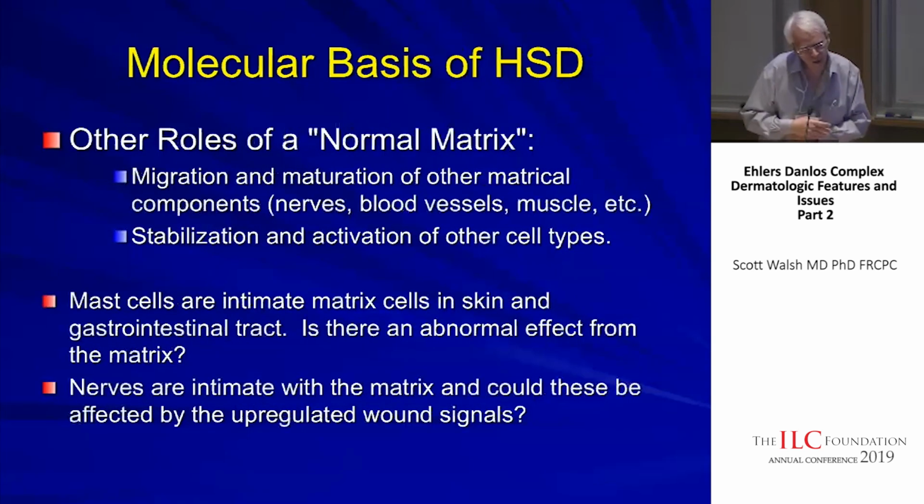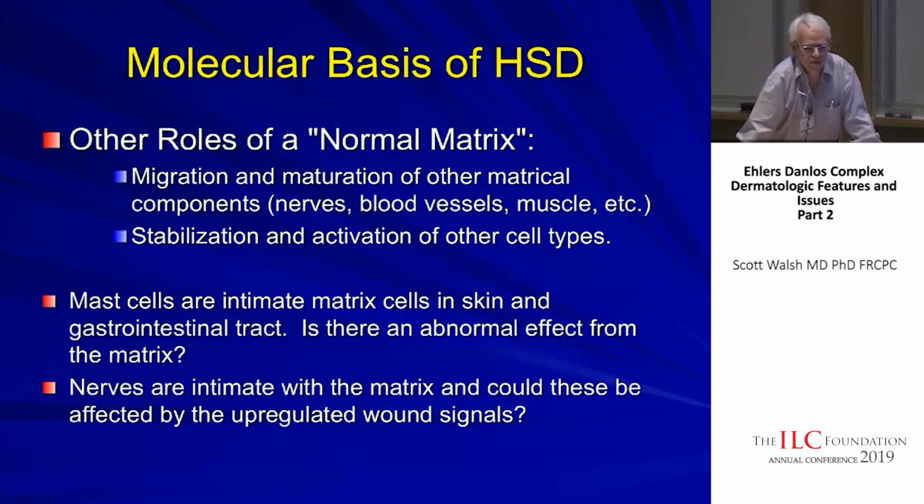A normal matrix, so normal meaning that there's not an abnormality in the collagen. So you've got to think that when we're forming all of our organs, all of our nerves, all of our muscles, they follow the matrix. They're guided along the matrix by proteins, by growth factors. If your matrix is abnormal, things may not migrate properly.